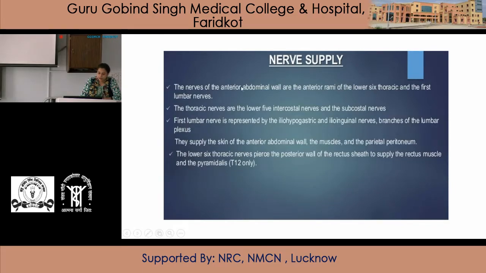The nerves of the anterior abdominal wall are the anterior rami of the lower 6 thoracic and the first lumbar nerves. The thoracic nerves are the lower 5 intercostal nerves and the subcostal nerve. The first lumbar nerve is represented by the iliohypogastric, ilioinguinal and branches of the lumbar plexus. They supply the skin of the anterior abdominal wall, the muscles and the parietal peritoneum. The lower 6 thoracic nerves pierce the posterior wall of the rectus sheath to supply the rectus muscle and the pyramidalis.